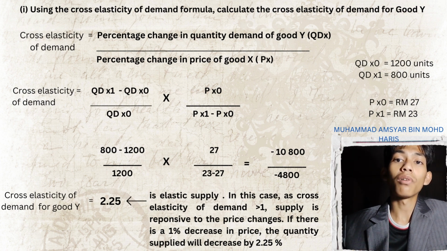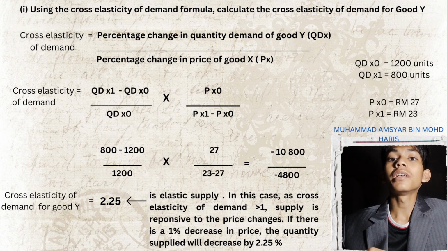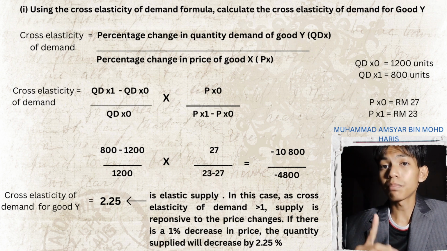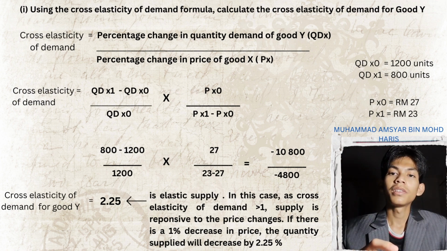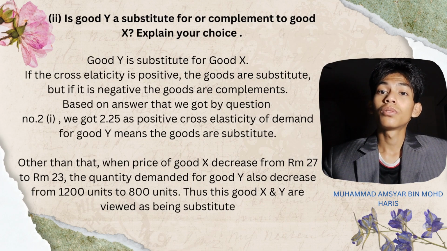First, 800 minus 1,200 times 27 equals negative 10,800. Second, 1,200 times 23 minus 27 equals negative 4,800. Third, divide negative 10,800 by negative 4,800 and you will get 2.25. 2.25 is elastic. In this case, as the cross elasticity of demand is greater than 1, supply is responsive to price changes. If there is a 1% decrease in price, the quantity supplied will decrease by 2.25%.